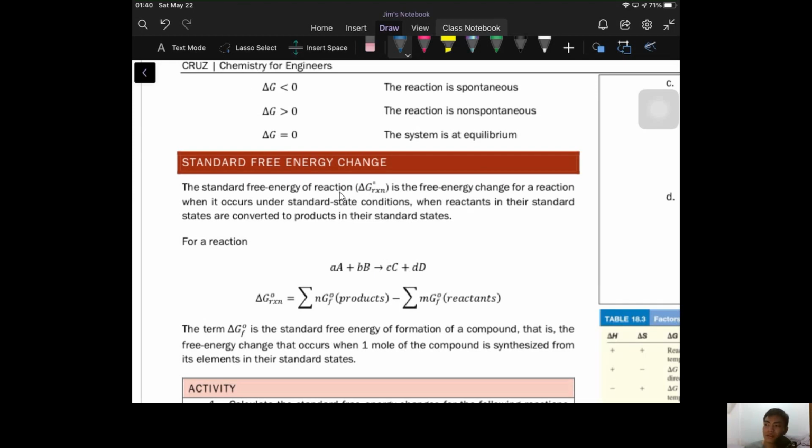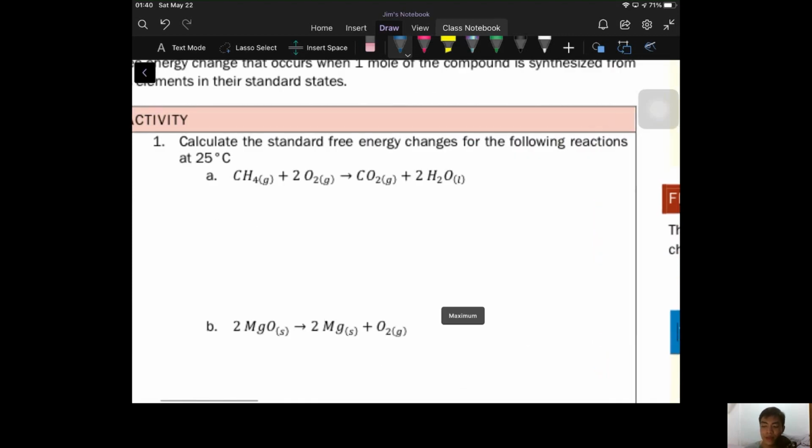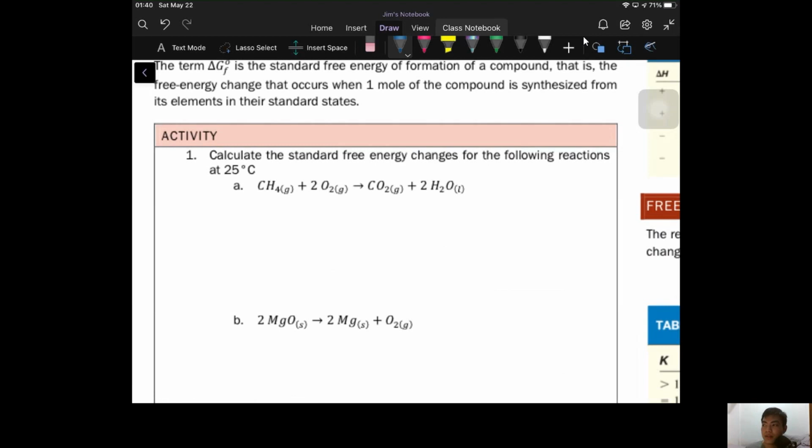Given na naman yung delta GF nila, yung standard free energy change. So all you have to do is just look up the table, multiply mo yung coefficients, then you add them up, you will get your delta G reaction. If that is negative, then that is spontaneous, otherwise that's non-spontaneous. So let's try to do some problems here.